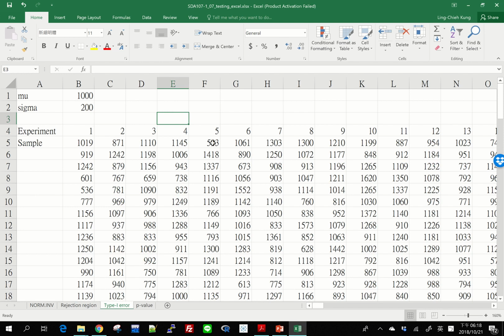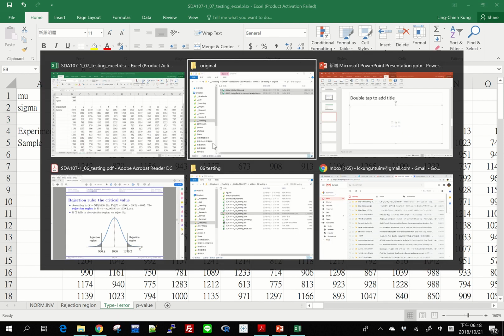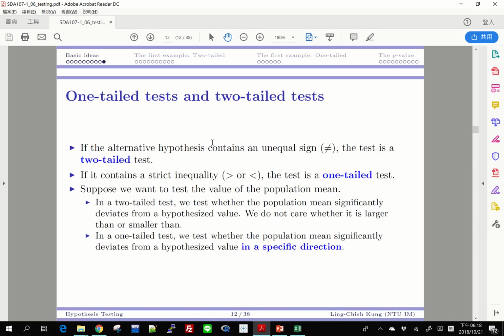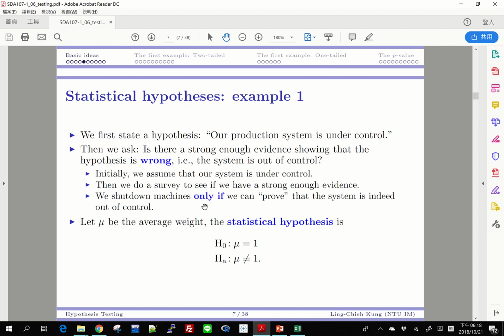So let's very quickly review what is type 1 error. Let's go back to our slides. Basically, whenever we are doing a statistical hypothesis test, we have a null hypothesis and an alternative hypothesis. We make some default assumption on the unknown, let's assume mu is 1. Then we try to collect some sample, find some evidence, and see whether the evidence is strong enough to reject our null hypothesis.